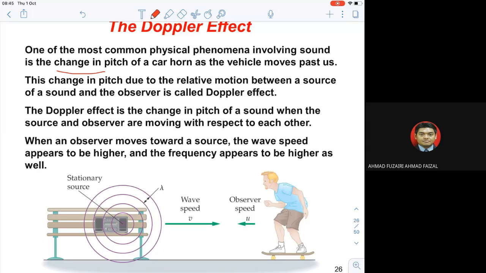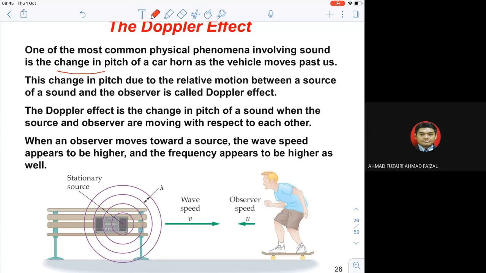The question now is, when the observer tries to be near the sound, he can easily hear that the sound is getting louder and louder. And when he passes the sound, meaning he moves away from the source, then the sound is getting dim. The sound decreases and decreases, and finally it will disappear.